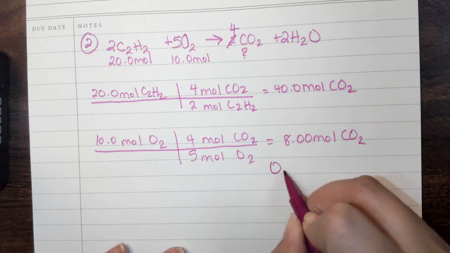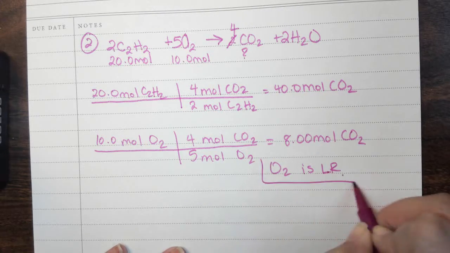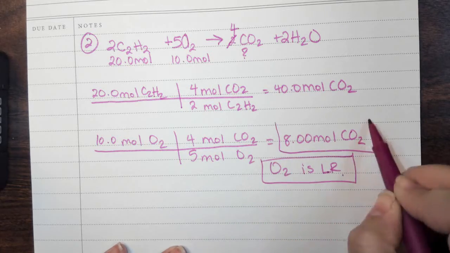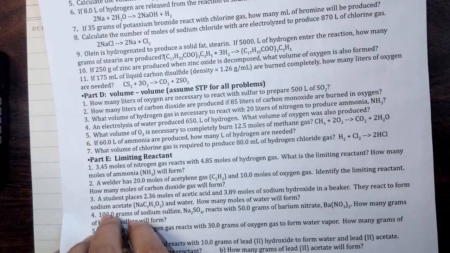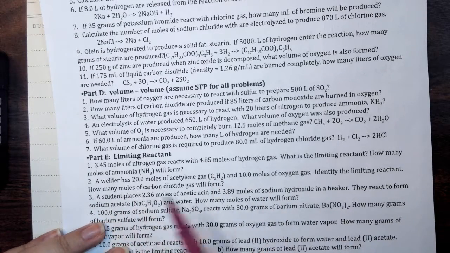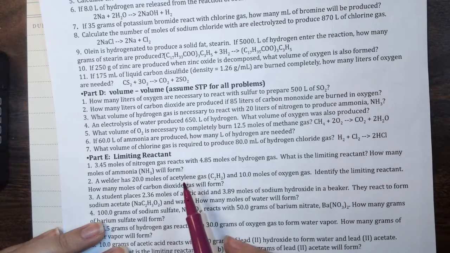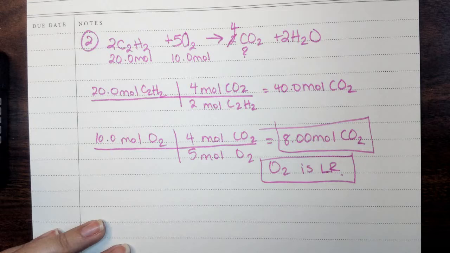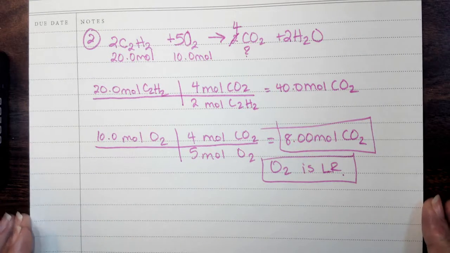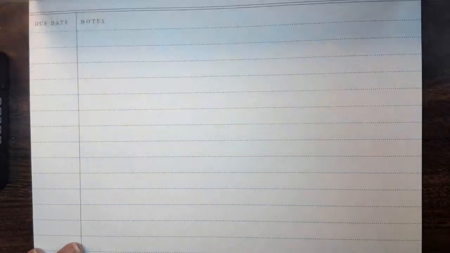So notice, oxygen is stopping me from forming a full 40 moles. So oxygen is considered our limiting reactant. And because it's our limiting reactant, only 8 moles of CO2 can be created or will form. And so this answers both my questions. What is the limiting reactant, which was oxygen, and for carbon dioxide, I can only form 8 moles because of my limiting reactant.